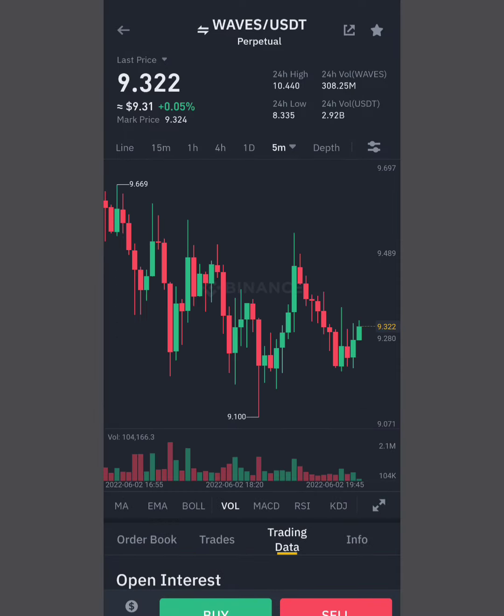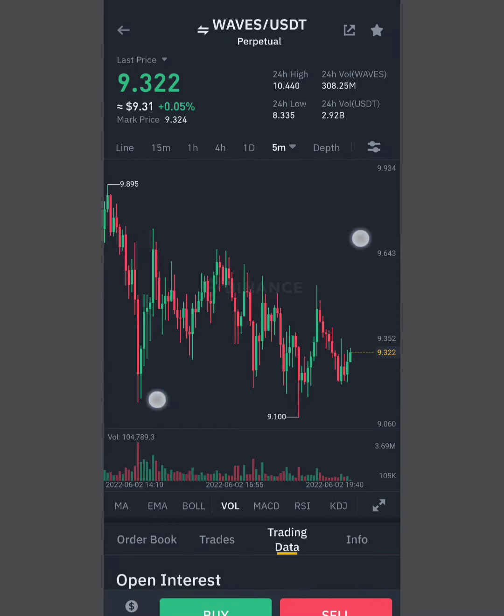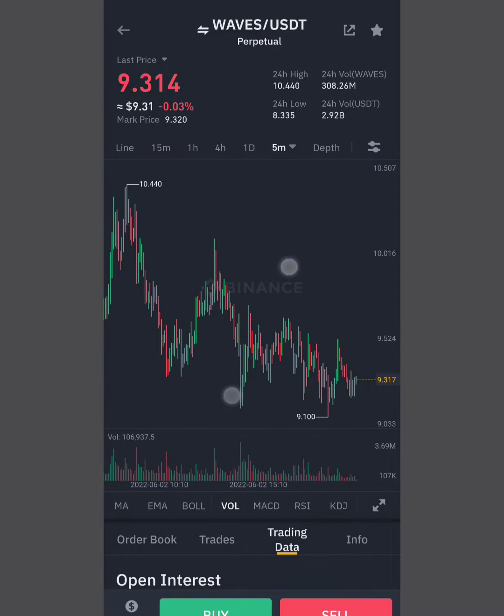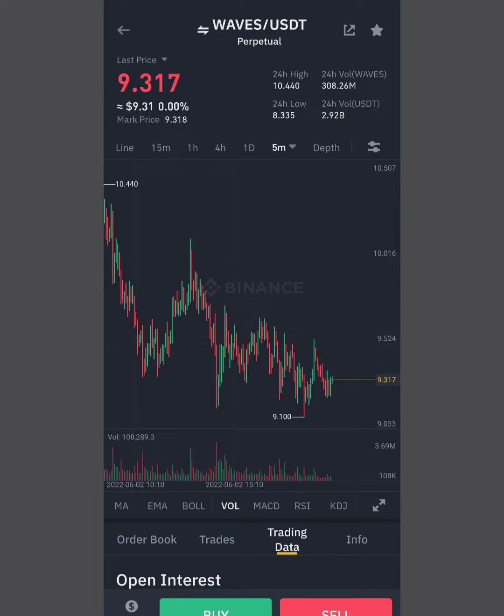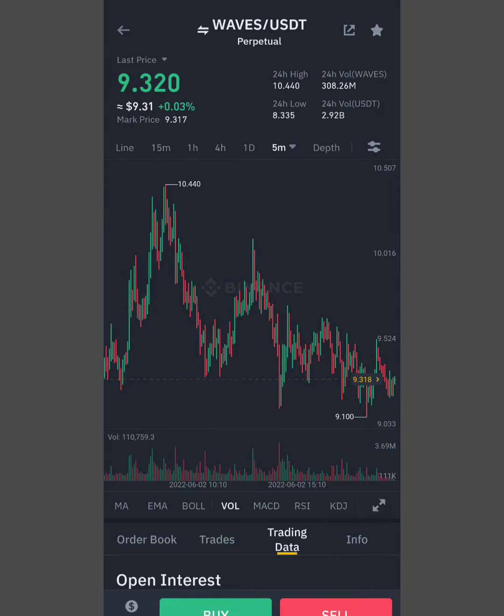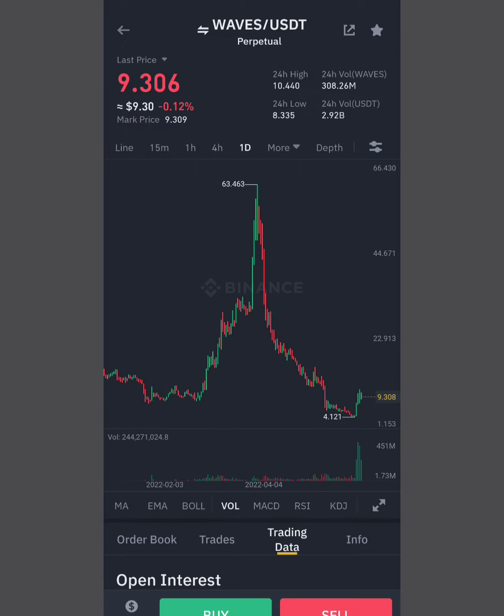Let's check 5 minutes. You can see we're already in a downtrend. Can't you see it? See what I'm saying? We're already in a downtrend. So imagine you actually see this on a 1-day time frame.